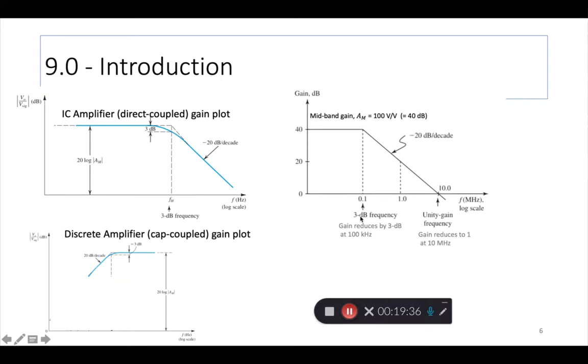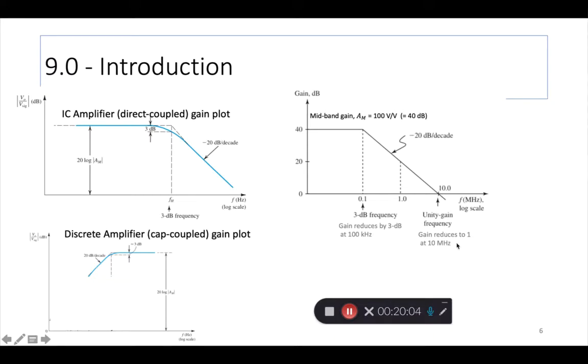Then for this particular amplifier, the 3 dB frequency happens at 0.1 megahertz, which is 100 kilohertz. So at this point, which is the break frequency, the gain reduces by 3 dB. That means 40 minus 3 happens somewhere at this point, 37, right?